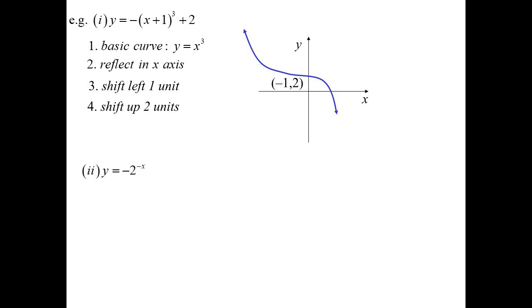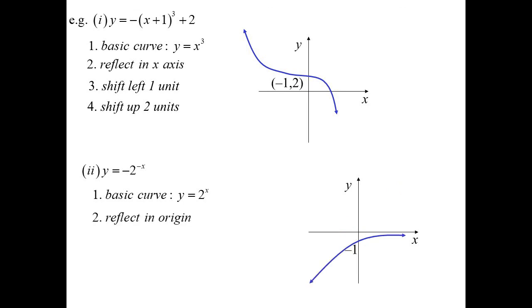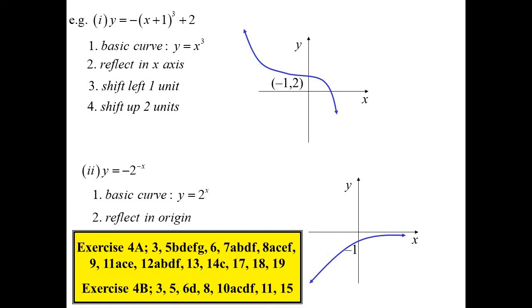y equals minus 2 to the power of minus x. So for this one, both the y and the x value we've made negative. So that's our rotation of 180 degrees. There's our basic exponential curve. We're going to rotate it 180 degrees, or reflect it in the origin, and we'd end up with that.